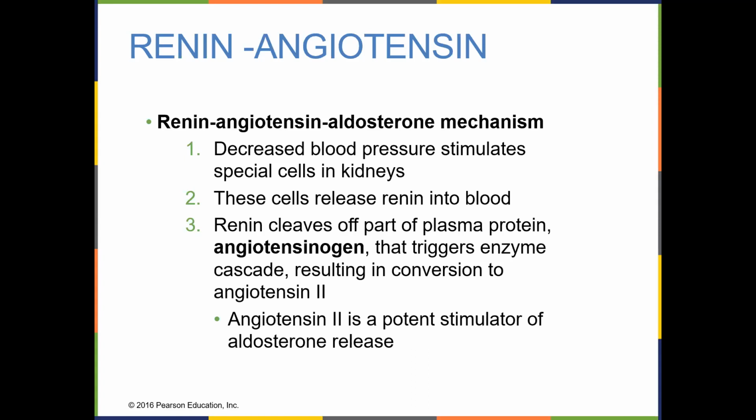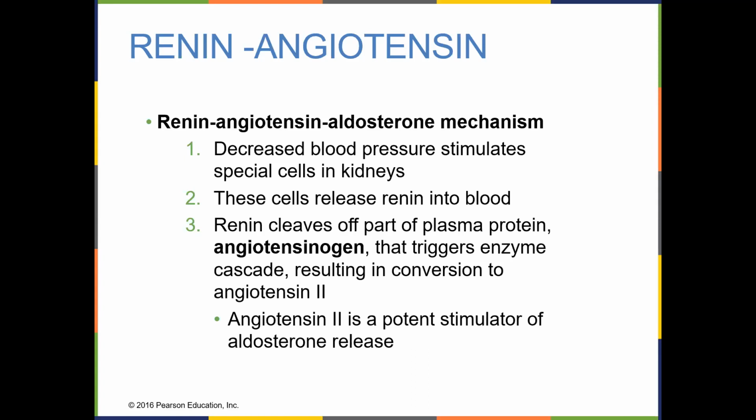Renin finds a protein in our plasma floating around that's not been activated, but it's still floating around, called angiotensinogen. Angiotensinogen is converted to angiotensin 2. Angiotensin 2, essentially the activated version of angiotensinogen, stimulates the release of aldosterone because your blood pressure is down.